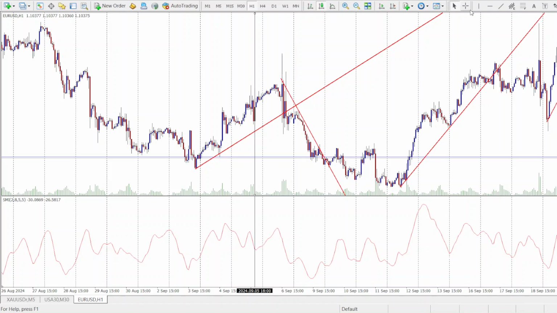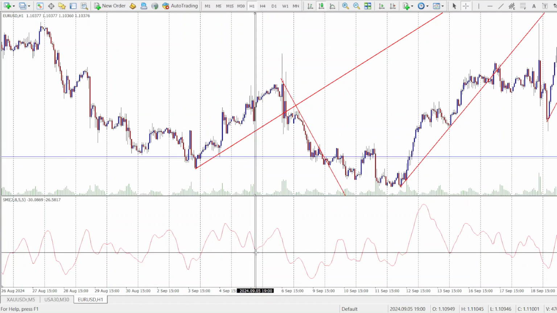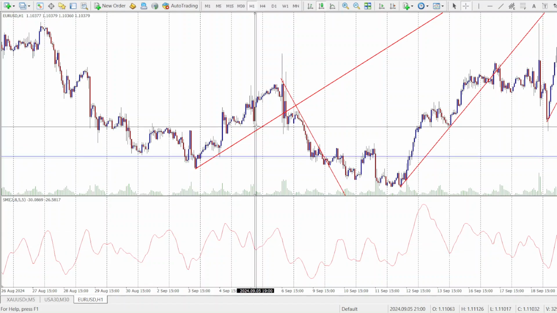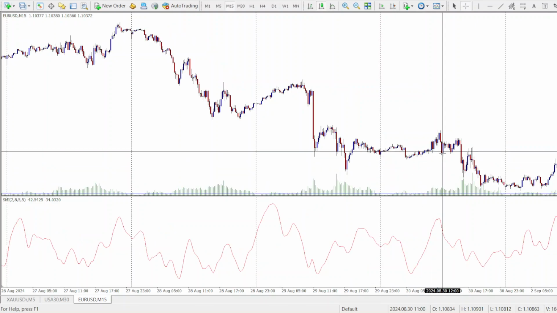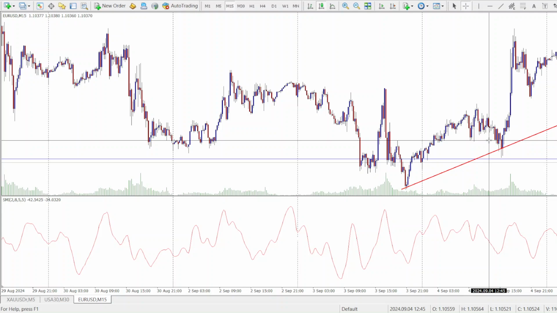Okay, so having identified a possible reversal sign on the 15 minutes time frame, we will come to the 1 hour time frame and check if the SMI is curving upwards. So you can see that the SMI confirms that a buy move is about to happen, because you can see that there was an upward curve. This upward curve confirms what we saw on the 15 minutes time frame.